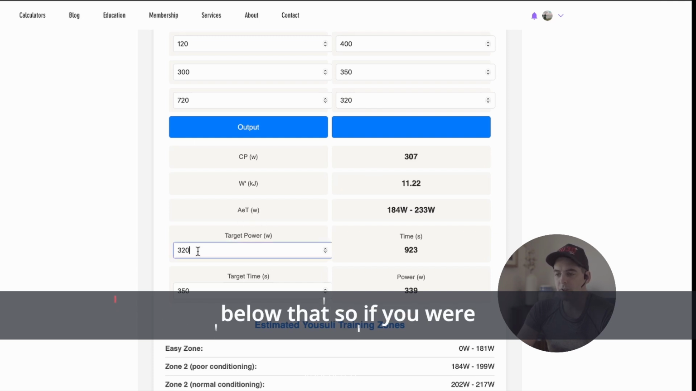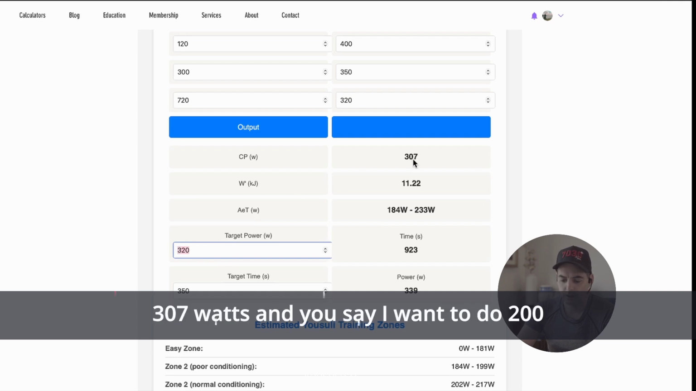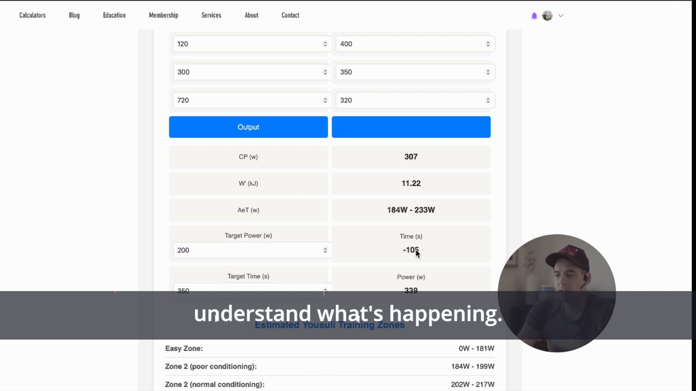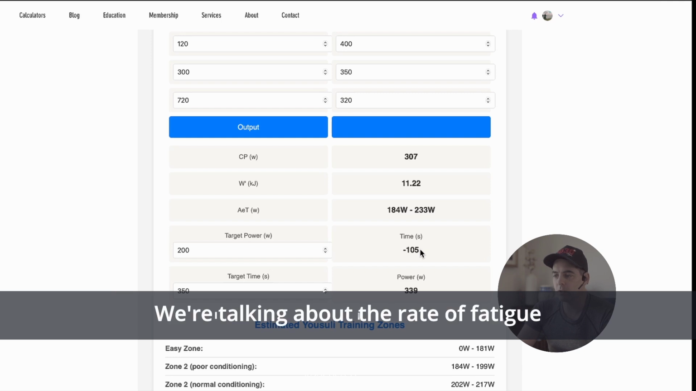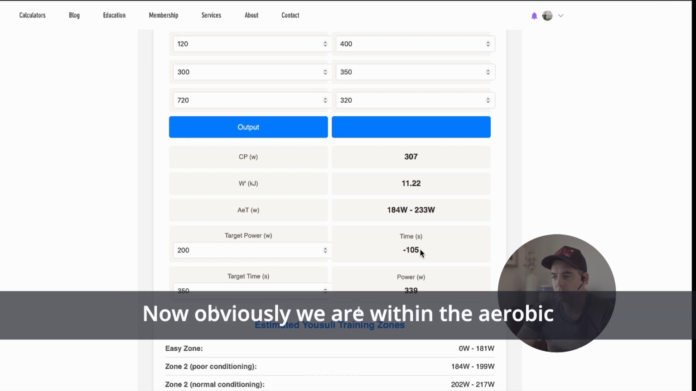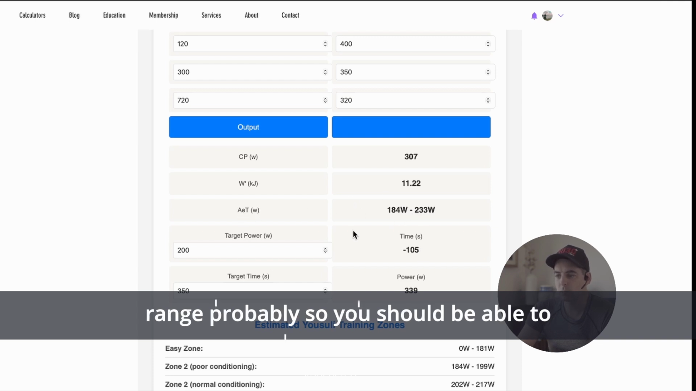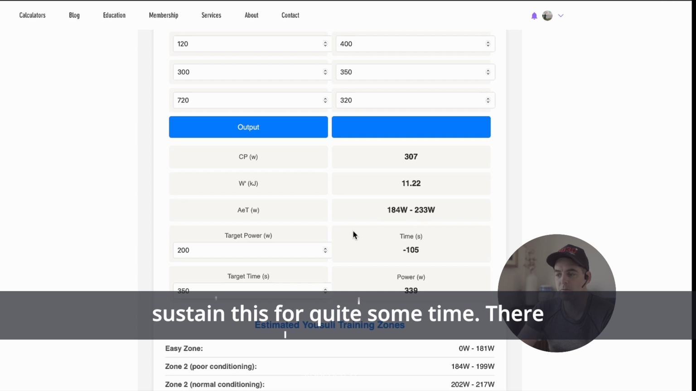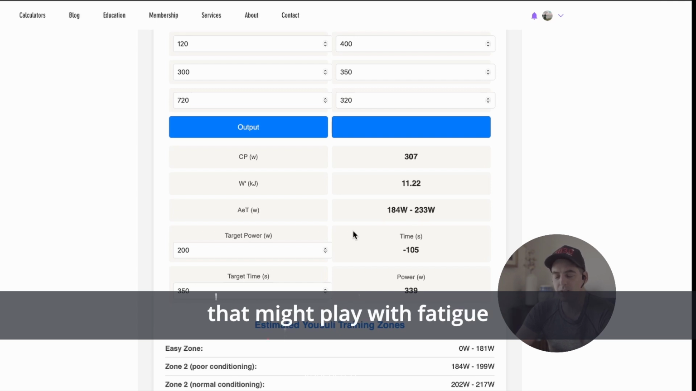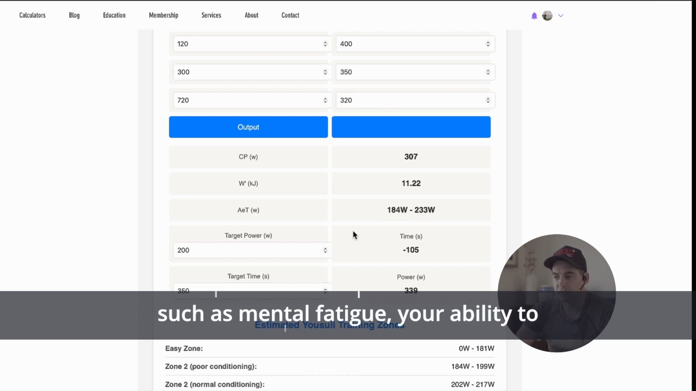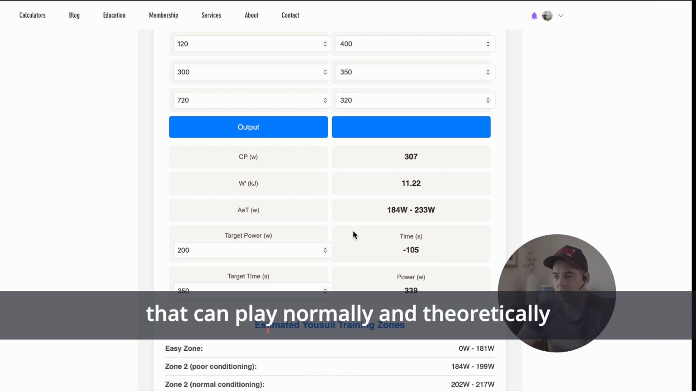Anything that goes below that, so if, let's say, your CP is 307 watts, and you say I want to do 200 watts, it doesn't really understand what's happening. We're talking about the rate of fatigue being dependent on other things. Now, obviously, we are within the aerobic range, probably, so you should be able to sustain this for quite some time. There might be other elements that play with fatigue, such as mental fatigue, your ability to absorb carbohydrate, to hydrate, heat, and other factors.